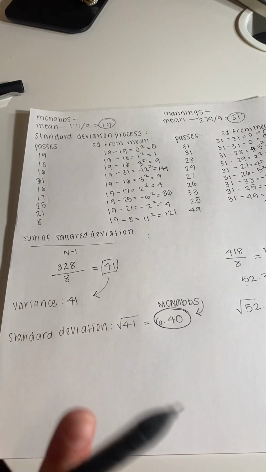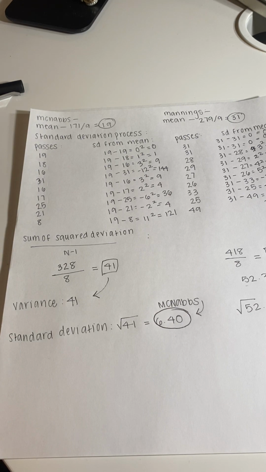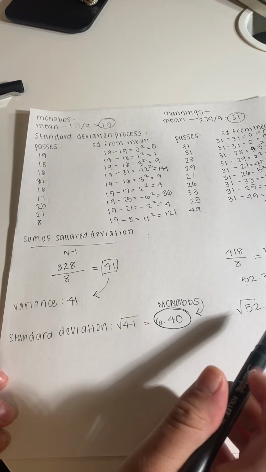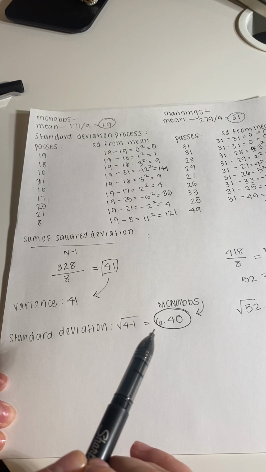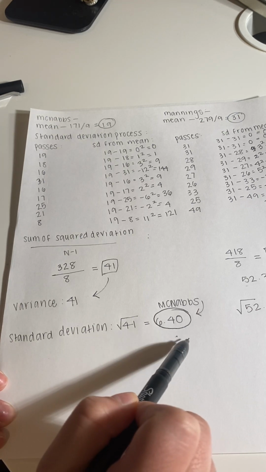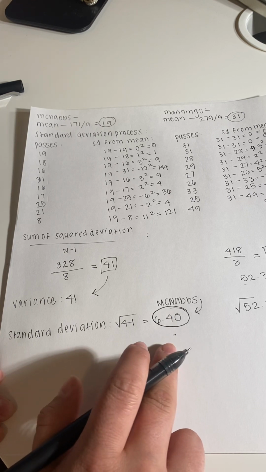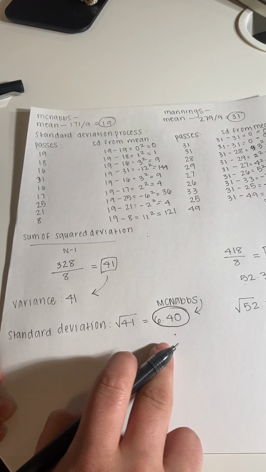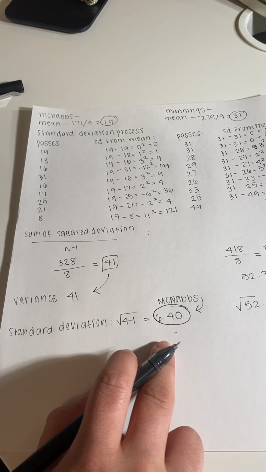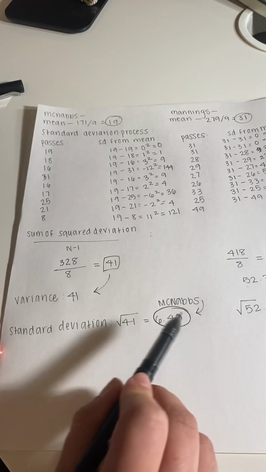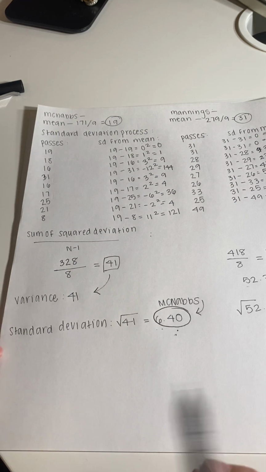So that's the math part of it, and essentially the answer to number 3 is whoever has the closest standard deviation to 0. So for number 3, McNabb's has more consistent throws according to his average, because his standard deviation is 6.4, which is lower and closer to the mean, which is 0.